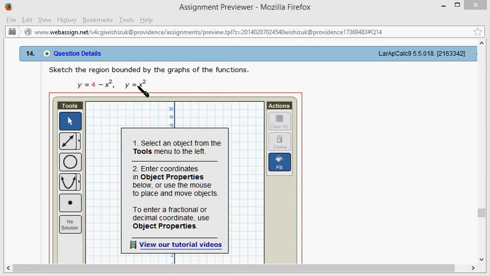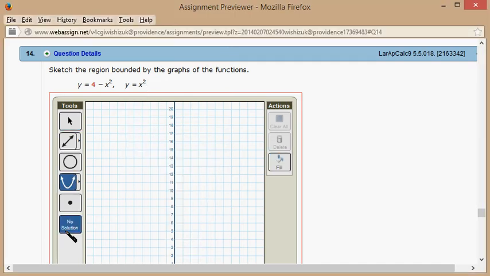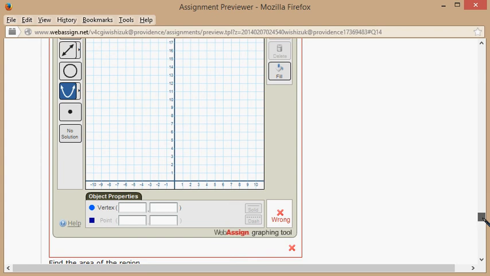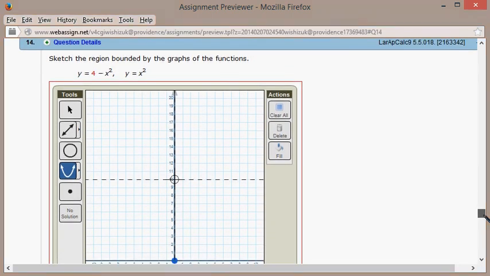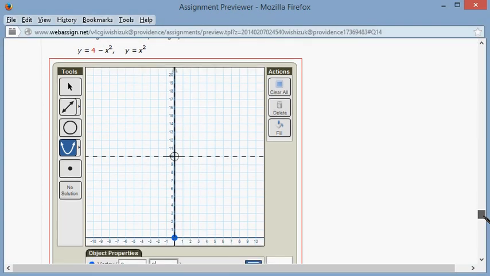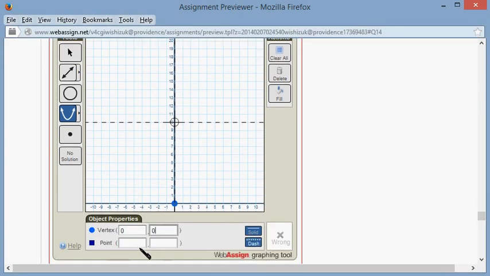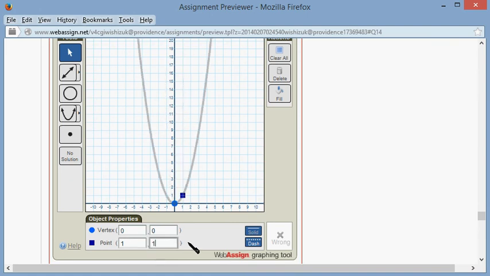So we can do that. That's a parabola, and it's going to go through the origin. The vertex is going to be the origin, so it's 0, 0. Then for another point, you can try 1, 1. When x equals 1, x squared, 1 squared would be 1. So 1, 1 would do it.